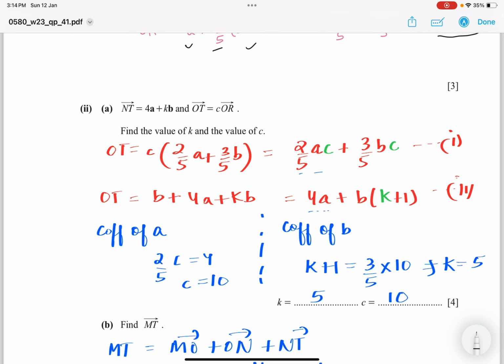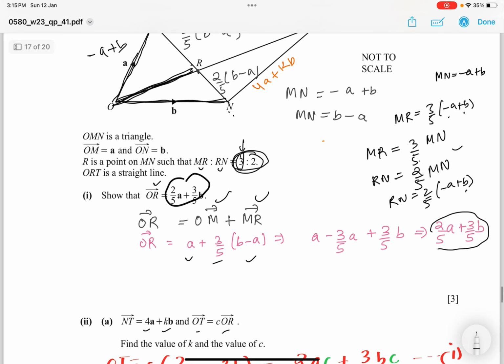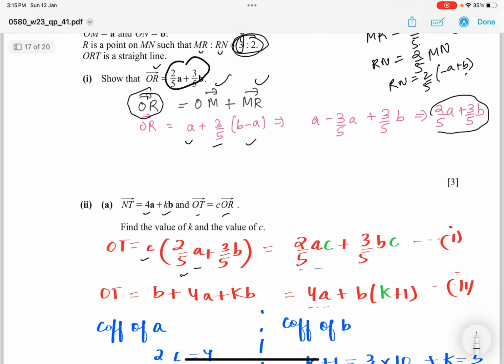Now NT equals 4A plus KB, OT equals C times OR. We have to find the value of K and the value of C. How can we do that? So OT equals C times OR. Now, if you look carefully, we have already figured out what OR is. We have already proved it. So it is C times 2/5 A plus 3/5 B. If we multiply C inside, it will result in this one. We will name it as 1.